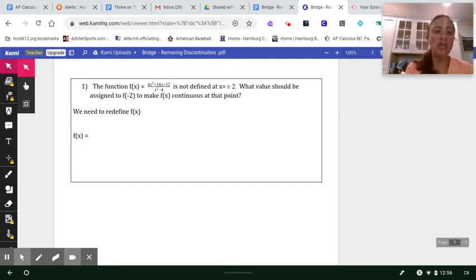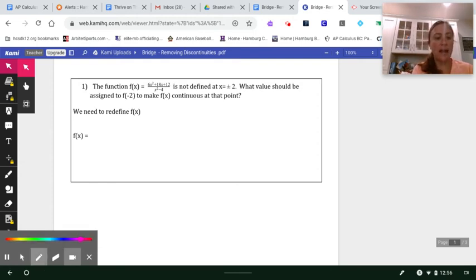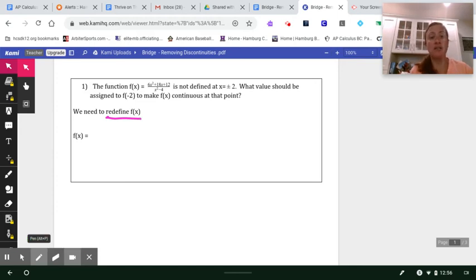So what value would you assign f of negative 2 to make f of x continuous at that point? So we basically just need to redefine f of x. Okay, we don't like the way it is right now. We need to redefine it. And hopefully after the strategies we practiced a few days ago, something jumps out at you about this f of x function. Notice we can clean this function up just simply by factoring.